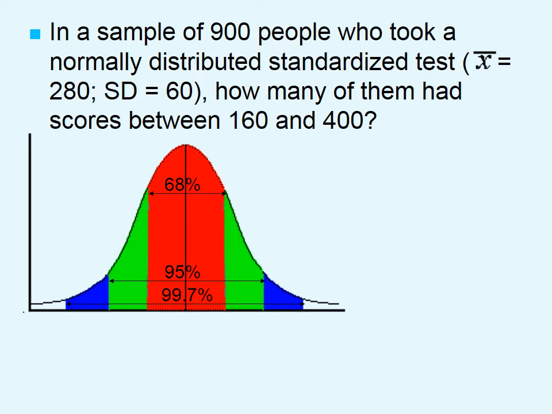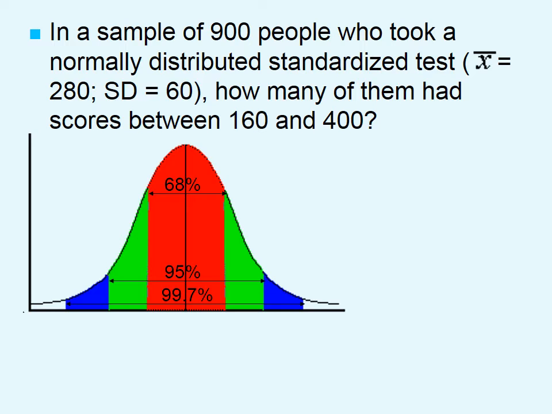So in a sample of 900 people, you're going to have to make a bell curve and make 100 on the very left and 900 on the very right. It's normally distributed, and your mean is 280, so that's going to be in the middle. From that, how many of them had scores between 160 and 400?